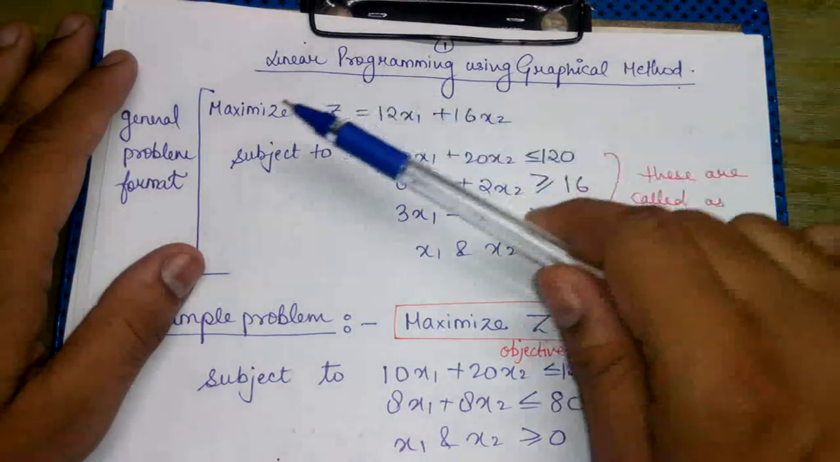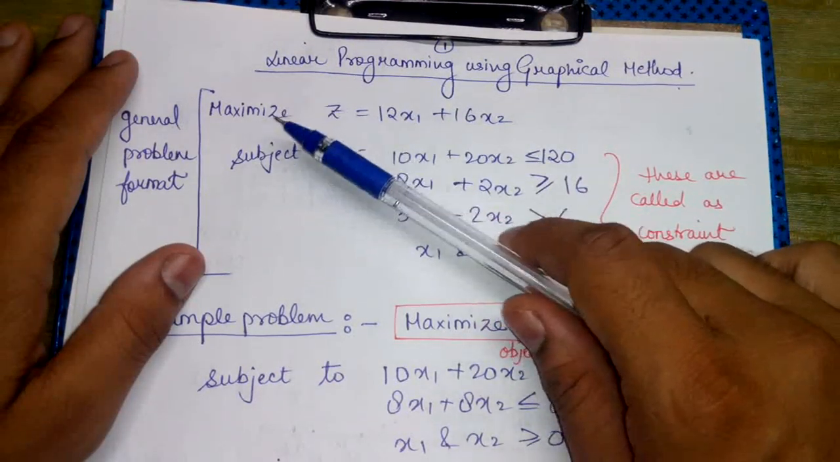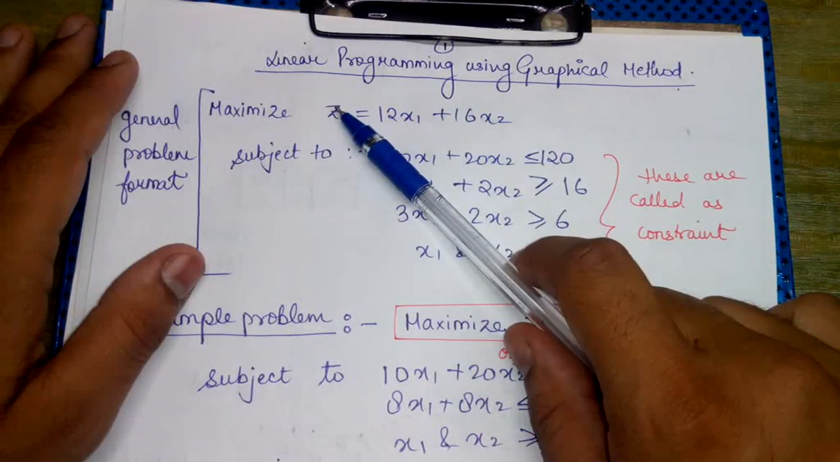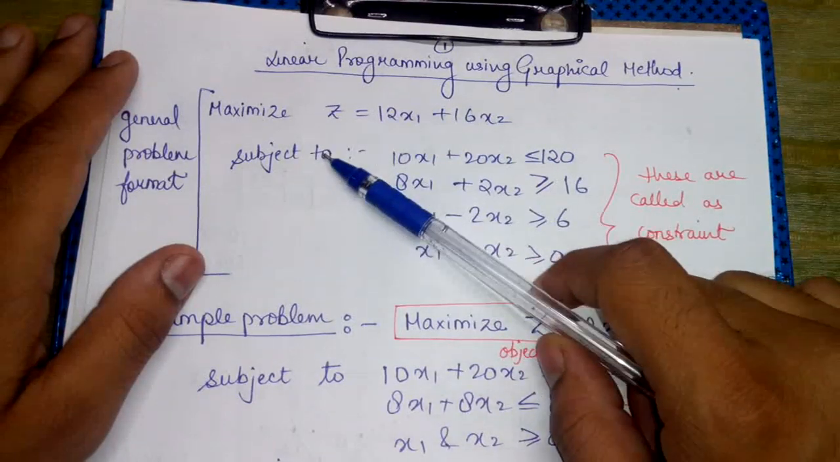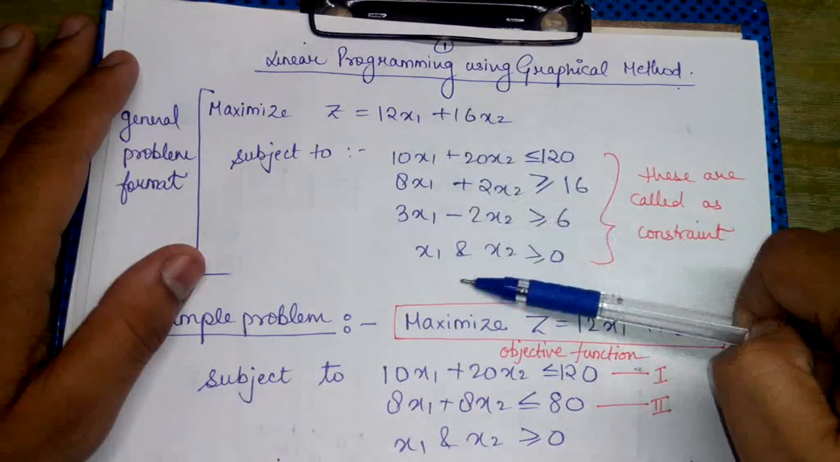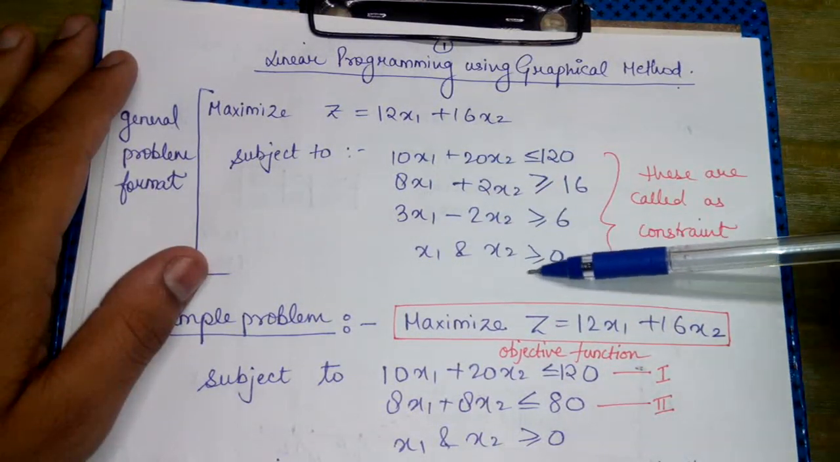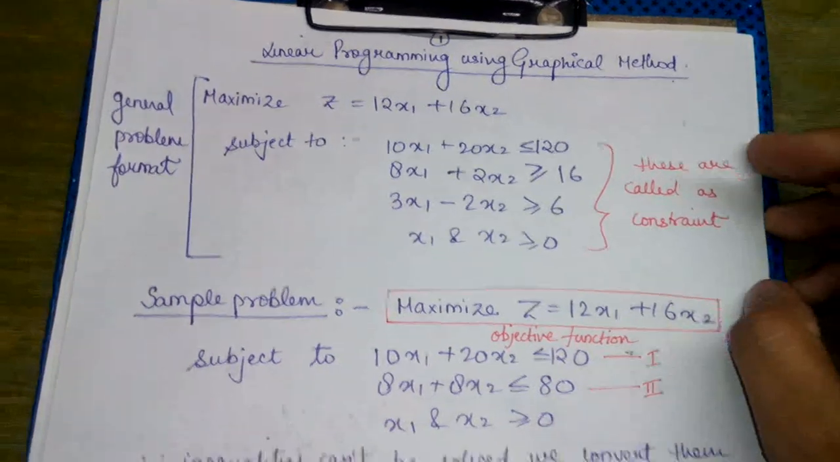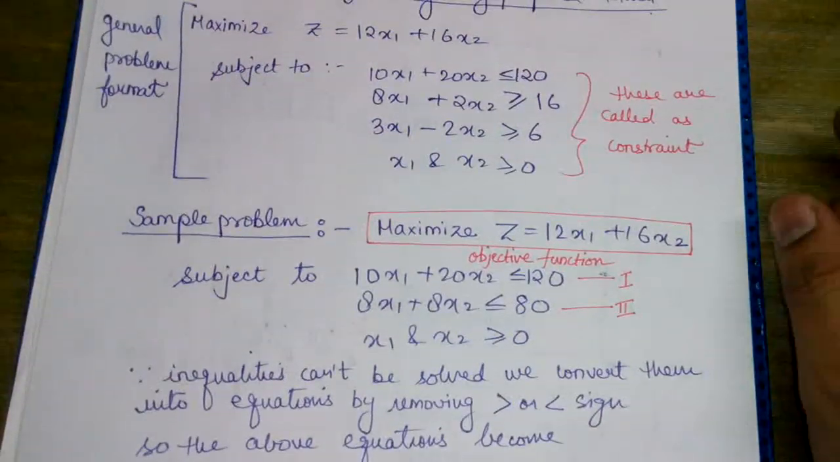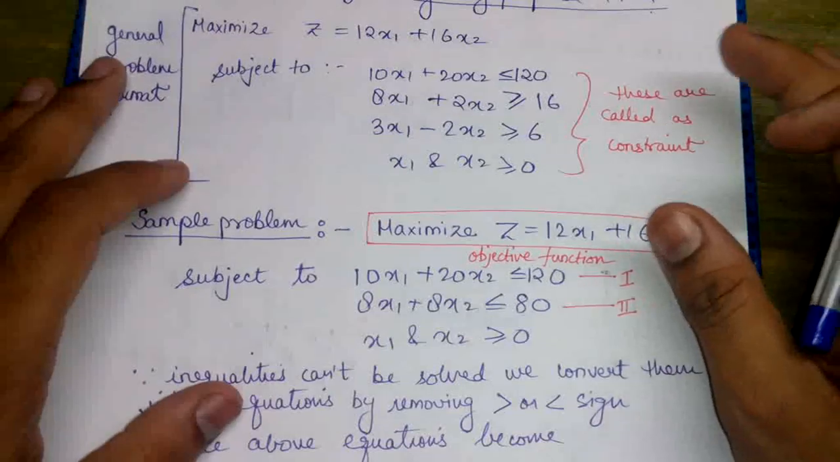This is the objective function which we have to maximize. That means it must be the profit function. Subject to these constraints which have been given, x1 and x2 are non-negative. This is a very obvious statement that we can find from here. Now this is actually the format.